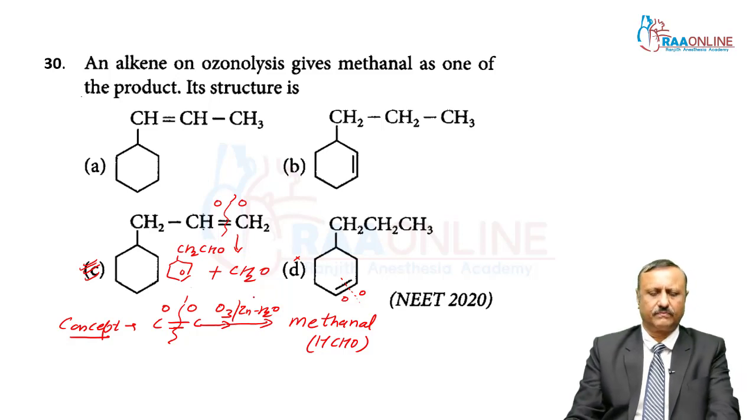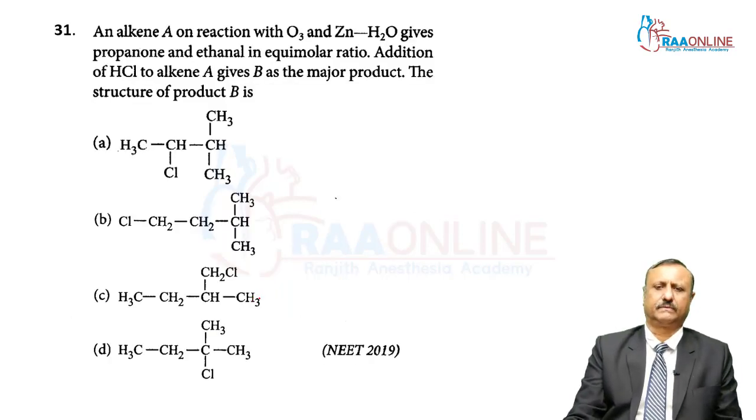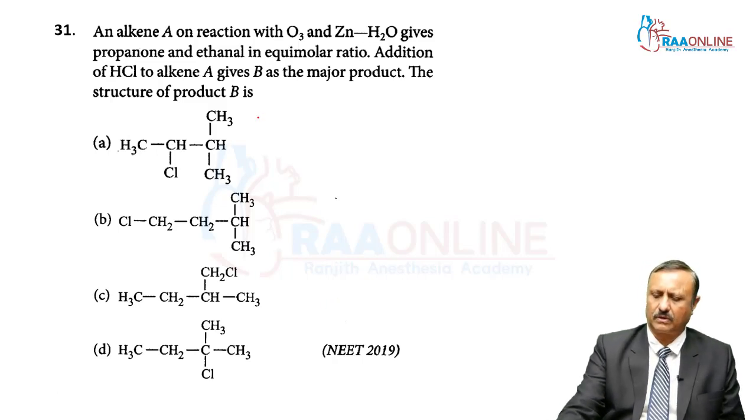Now my dear students, we can see question number 31. In question 31, an alkene A on reaction with ozone and Zn, H2O gives propanone and ethanal in equimolar ratios. Addition of HCl to alkene A gives B as the major product. The structure of product B is. My dear students, you can draw the reaction.